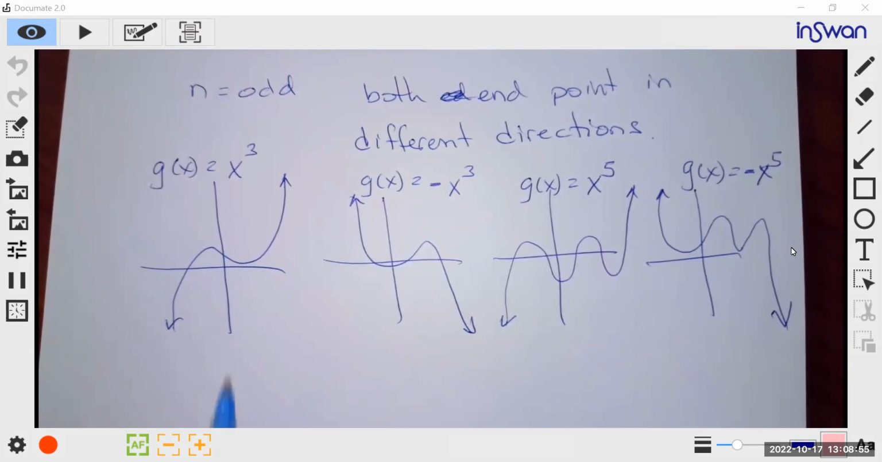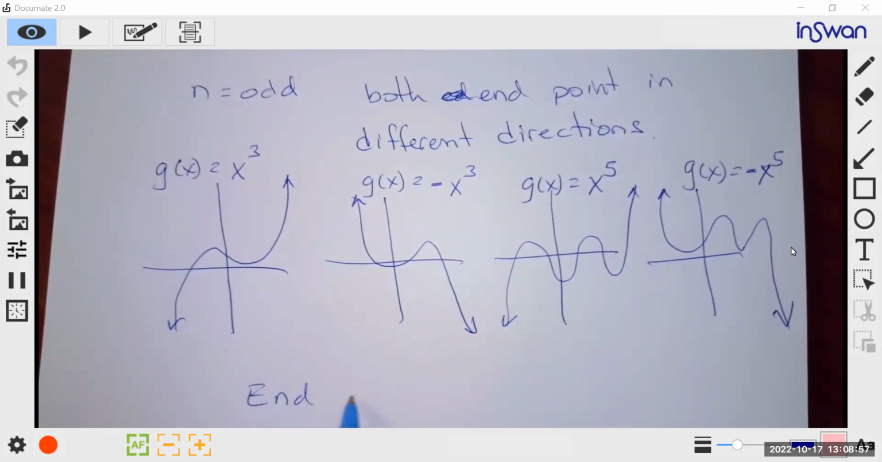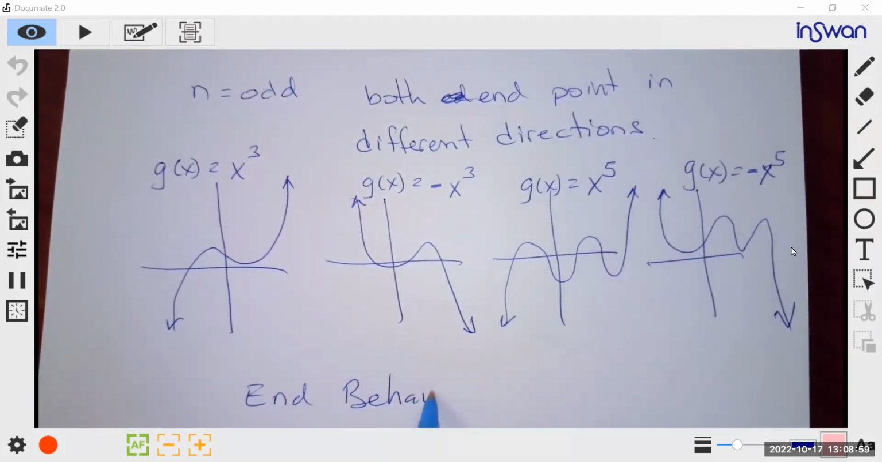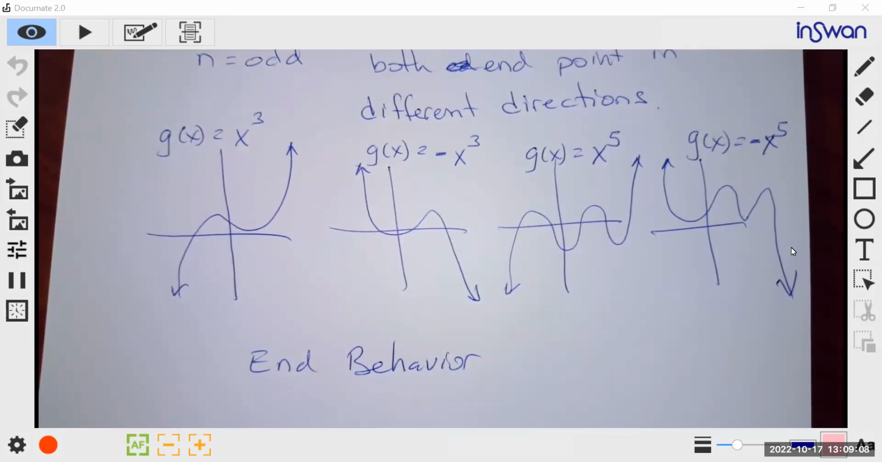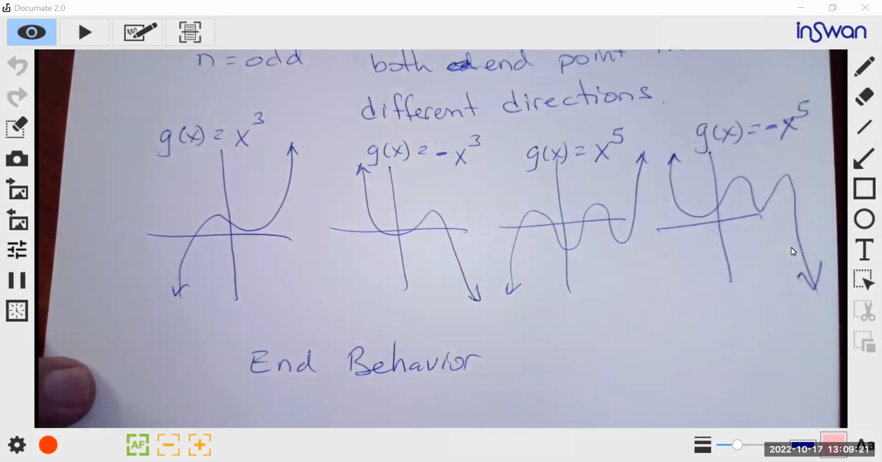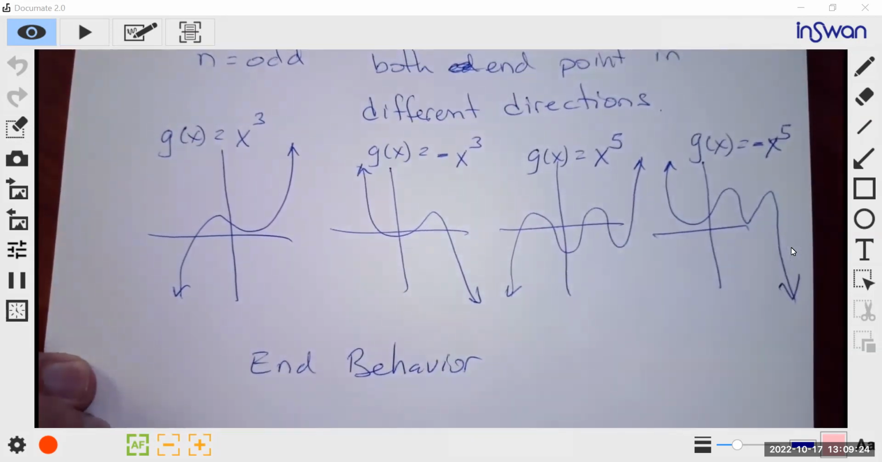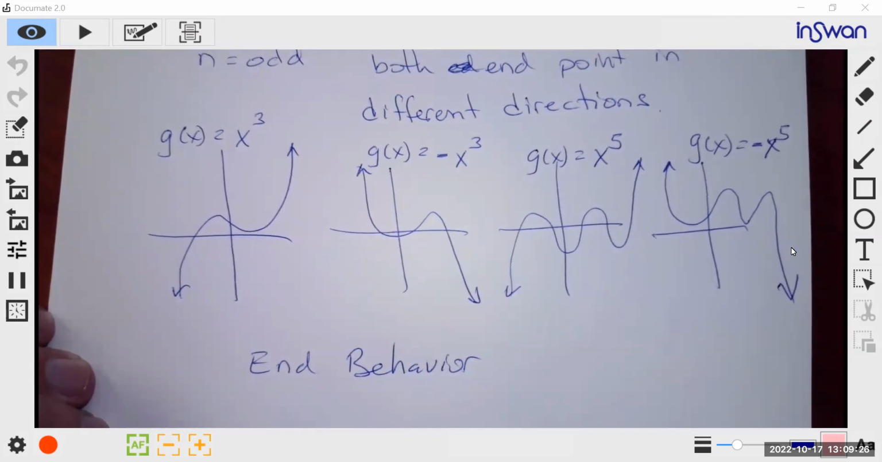This is what's called end behavior. It's called end behavior. Where are the ends going? This is determined by the leading term.